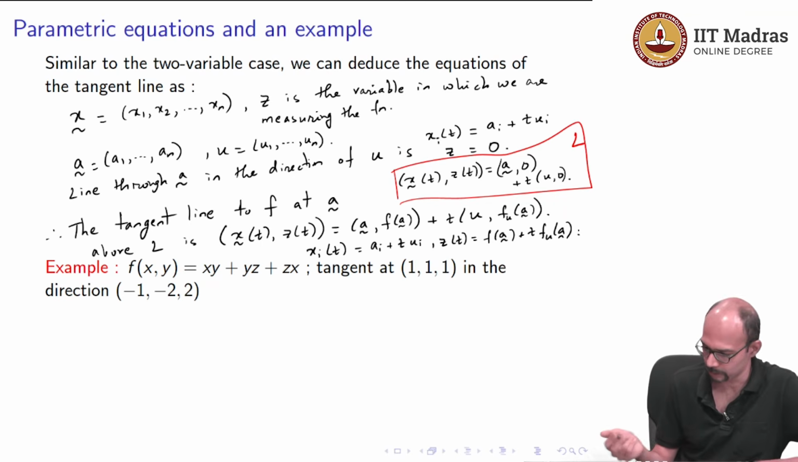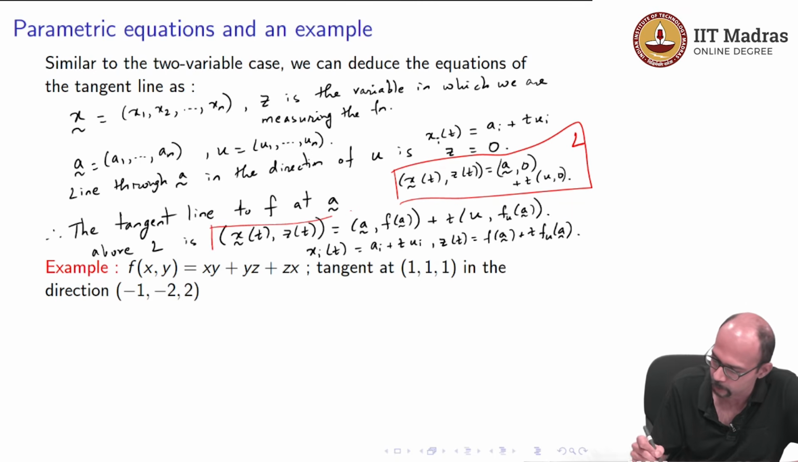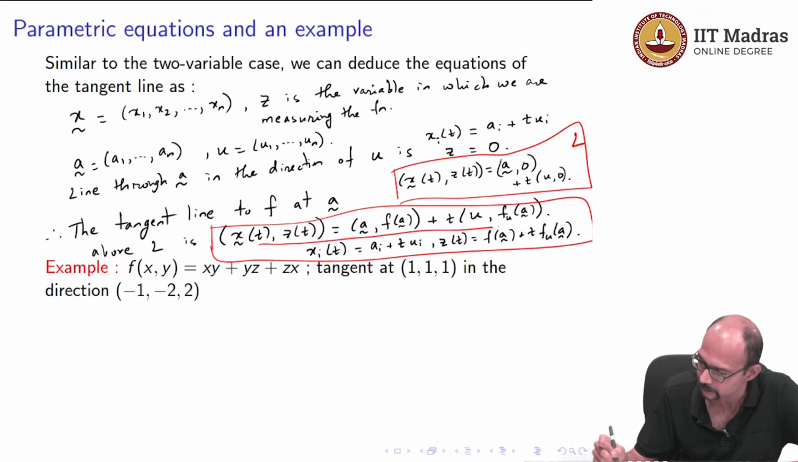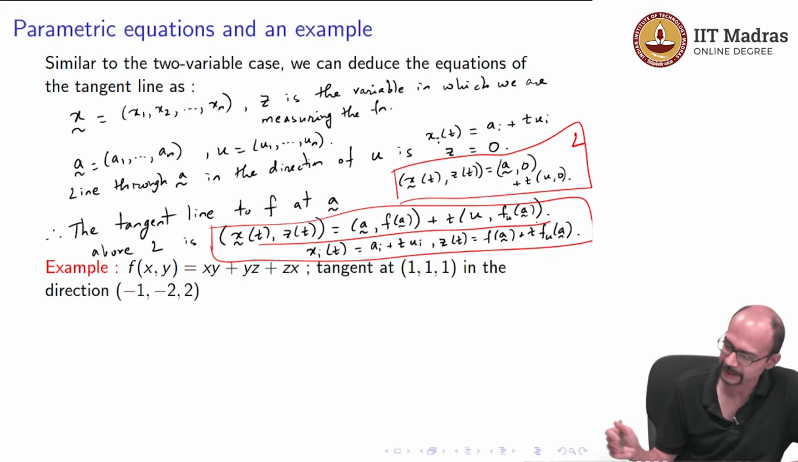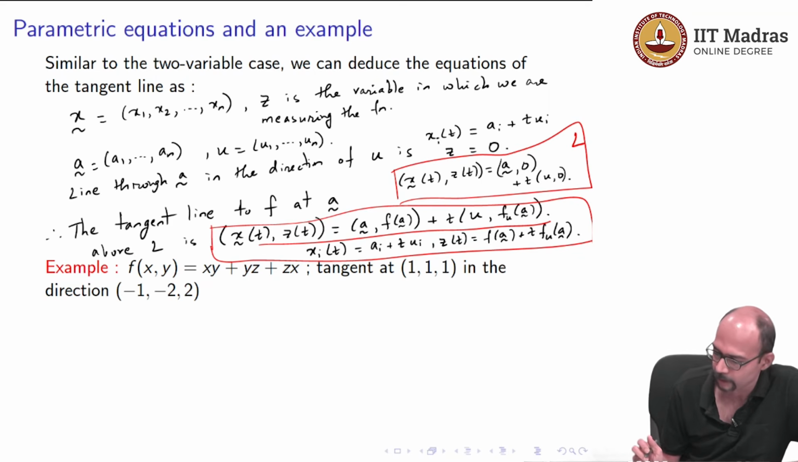Okay, let us do an example. So, this might make it easier to view. What you have to remember is that these are the two forms for the tangent line: either this, which is the vector form, or the second one, which is the parametric form. Okay. So, you have f of x, y, z is xy plus yz plus zx, and let us see what is the tangent at 1, 1, 1 in the direction of -1, -2, 2.